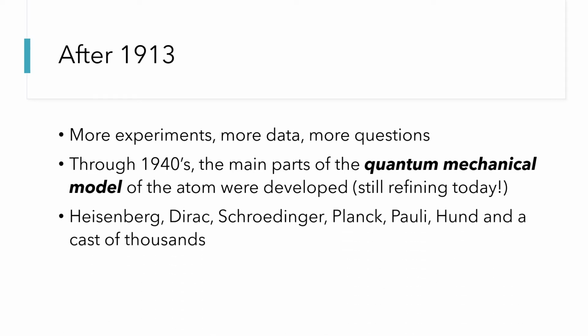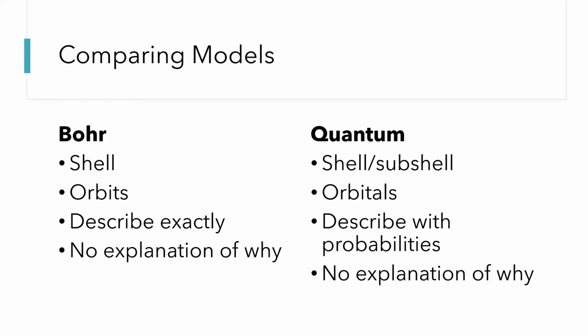Some of the big names that you'll hear about in the quantum model included Heisenberg, Dirac, Schrodinger, Planck, Pauli, Hund, and there were literally thousands of others working on developing this.